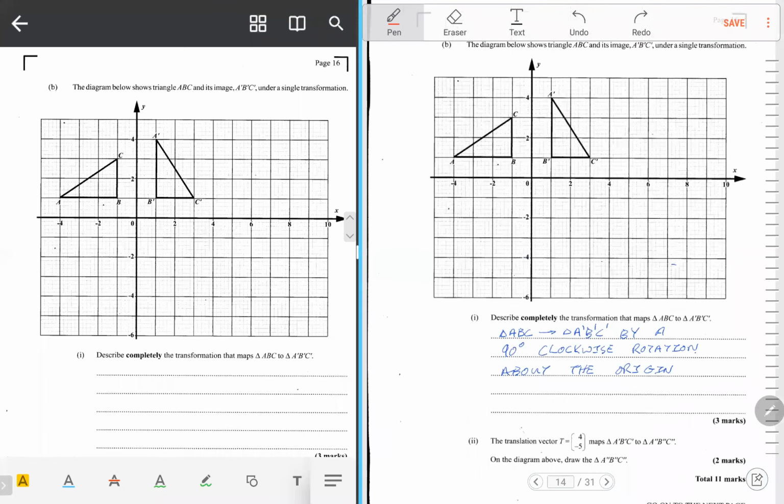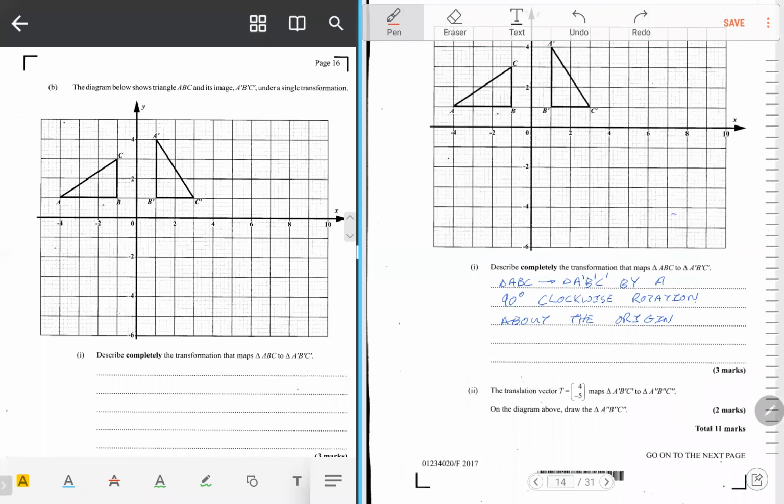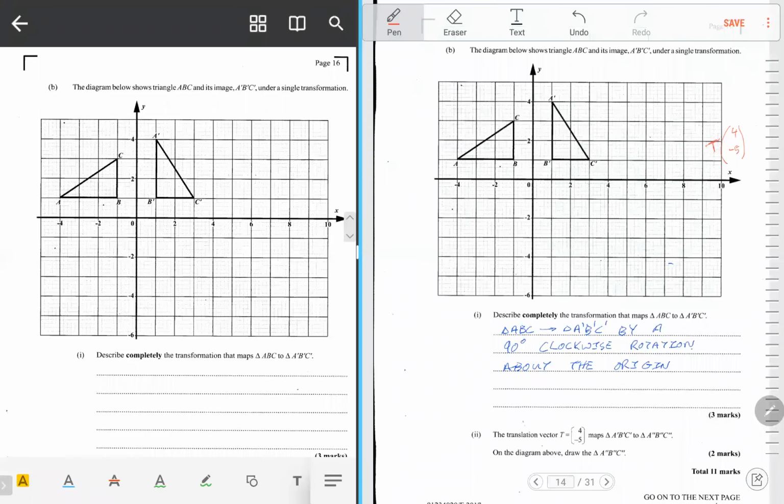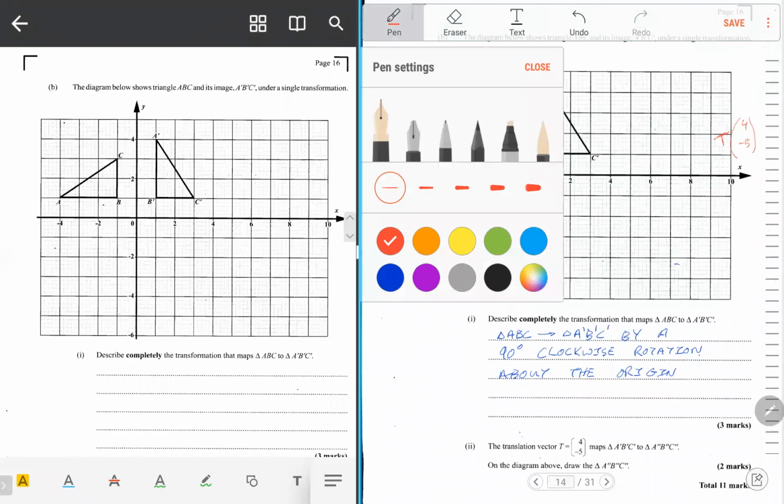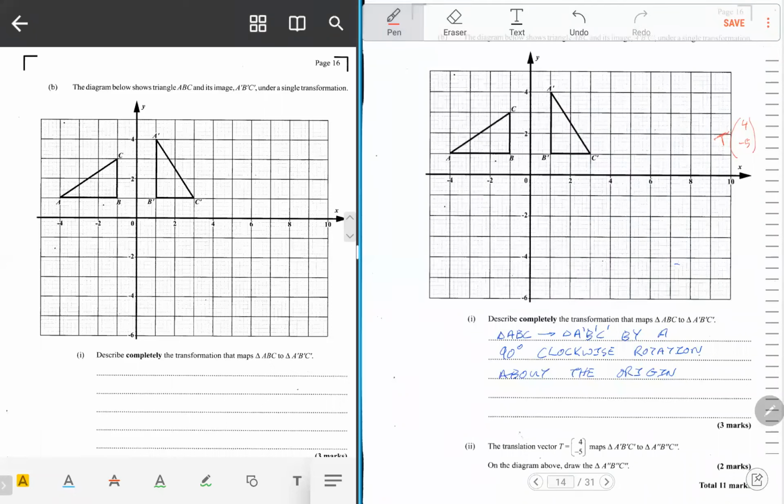Just draw it. So all you have to do is transform the points. Quite easy. Right? Remember, we're doing 4, -5. That's our translation. So how do you do 4, -5? Do it 1 point at a time. That's the first thing. Don't try to do it all at once. Do 1 point at a time. 4 to the right, 5 down. All you have to do is move each point 4 units to the right, 5 units down.